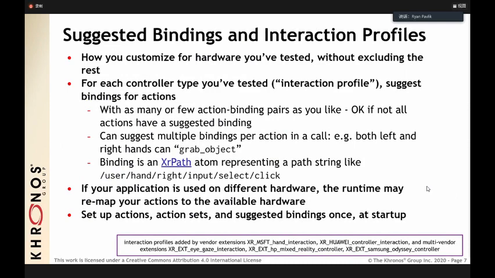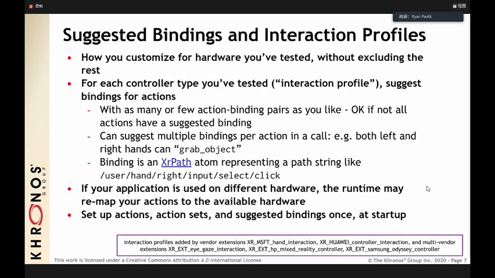Once you've established which logical actions a user of your application will make, you can then customize how they actually perform those actions for the hardware that you're testing. This is done using suggested bindings for interaction profiles. For each controller type that you've tested, look up its interaction profile. These are listed in the specification and cover a number of well-known devices. Additional interaction profiles will be added through extensions.